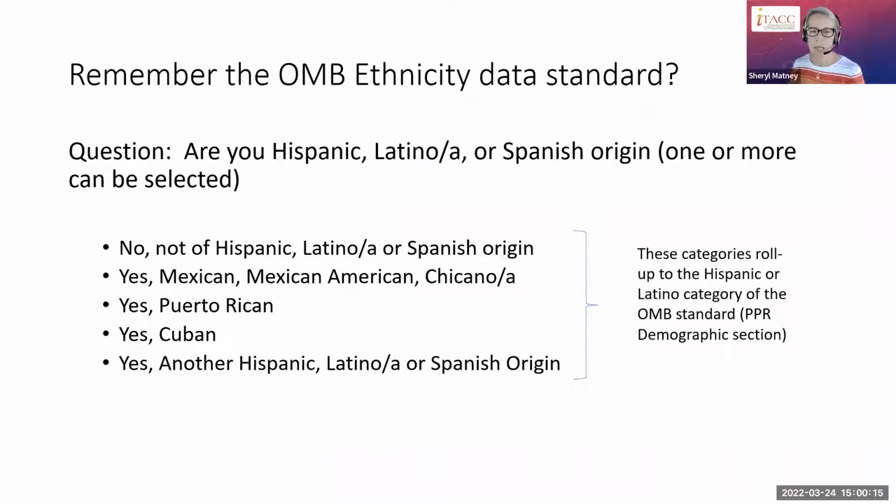Same thing for your ethnicity data standard. If you are asking people to select one or more, no, you're not of Hispanic, Latino, or Spanish origin, or yes, I'm of these, all of these would roll up to the standard category that meets the ethnicity standard. So how you design your surveys may create a kind of rolling up, what I think the HHS policy calls it: granular data that then gets aggregated to the minimum standards.